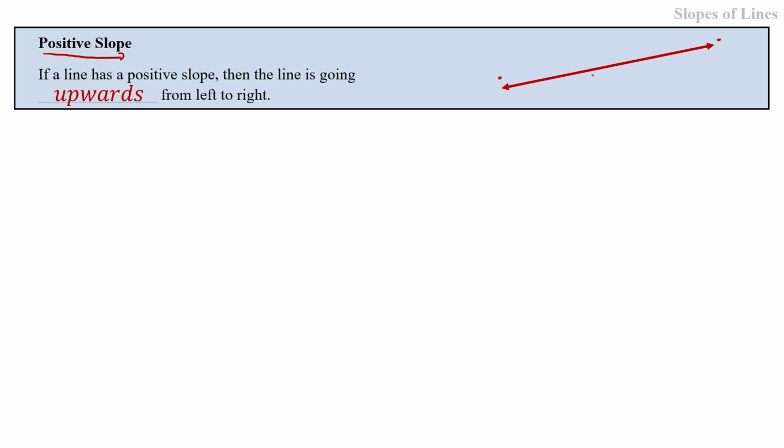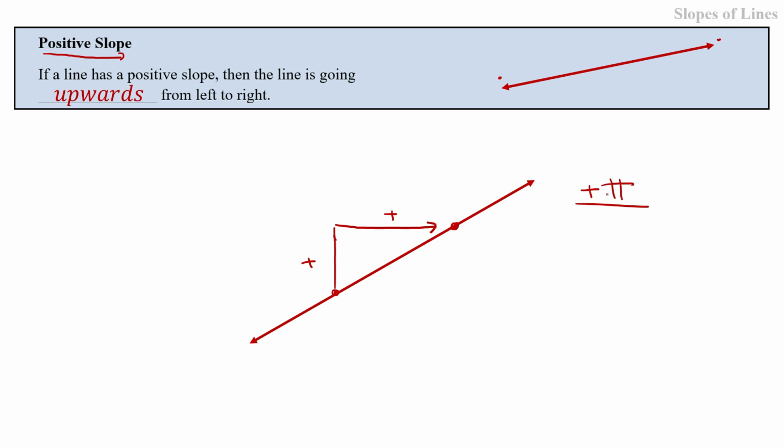The reason it's called a positive slope is because if you were to get any 2 points on the line, going upward is a positive number, and going to the right is going to be a positive number. So when I do my rise divided by my run, it's going to be a positive number divided by a positive number, and a positive divided by a positive will give you another positive number. That's why the slope is positive.